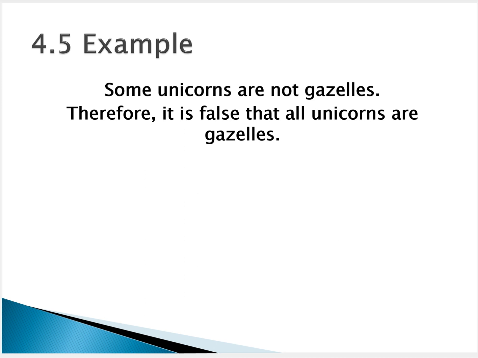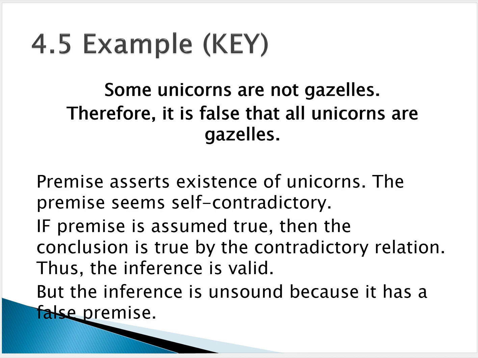All right, so let's try some examples. Again, you're going to get them wrong. You're going to have to practice. Don't feel bad. Everybody messes these up, so it's just one of those things that you have to practice. Some unicorns are not gazelles. Therefore, it is false that all unicorns are gazelles. Now, we can talk about this from a couple different standpoints. So the premise asserts that unicorns exist.